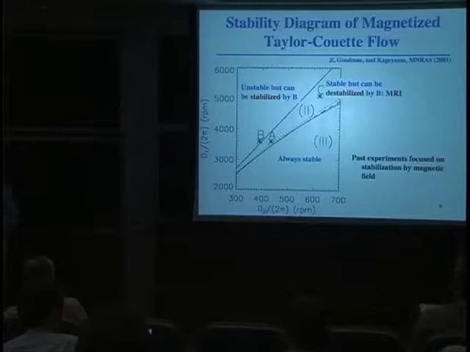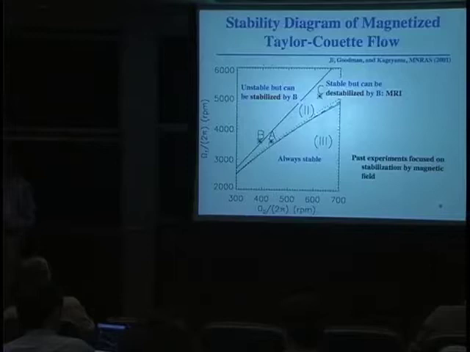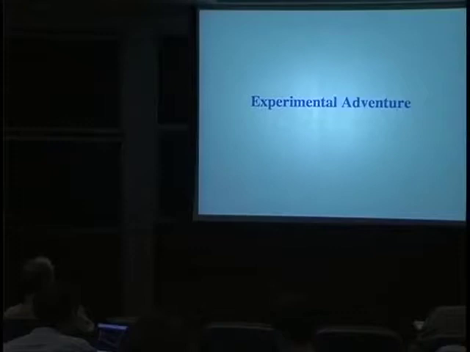And then we also looked at past experiments done by a Chicago group in the '60s, following up on Chandrasekhar's famous paper about stabilization by a main field of already hydrodynamically unstable flows. But those experiments focused on stabilization rather than destabilization. So it wasn't too useful for this problem. So we started an experimental adventure. I'm going to be brief with that.